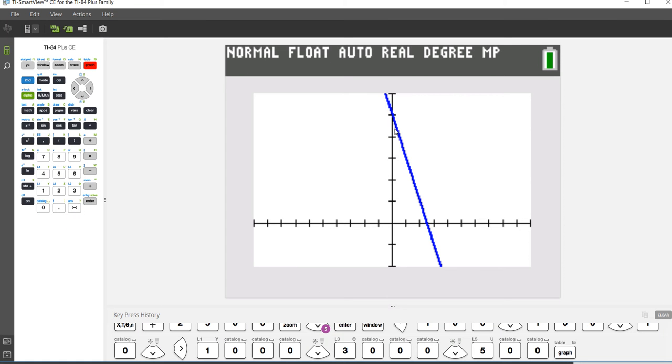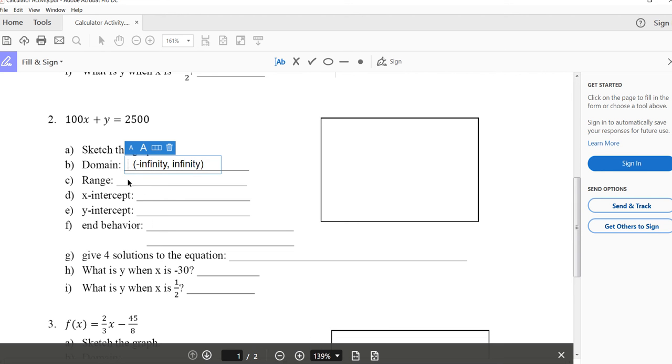Let's talk about range. How high does this graph go? Well, it goes up and up and up forever. How far down does it go? It goes down and down and down forever. So the range is going to be, same thing, negative infinity, and again, just pretend these are the infinity symbols, and positive infinity. That is my range.